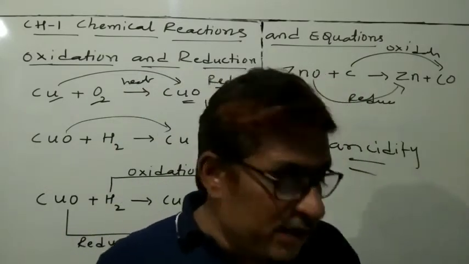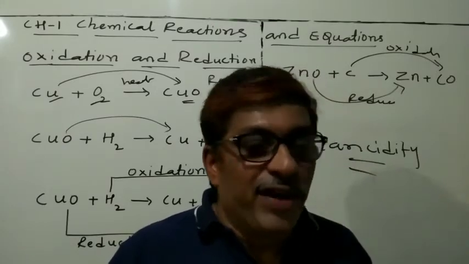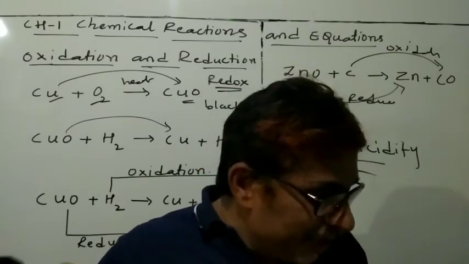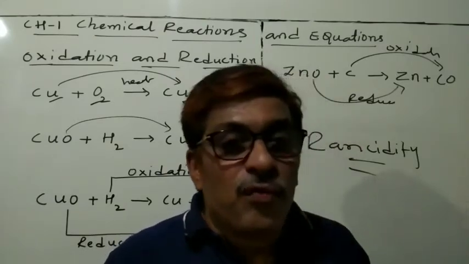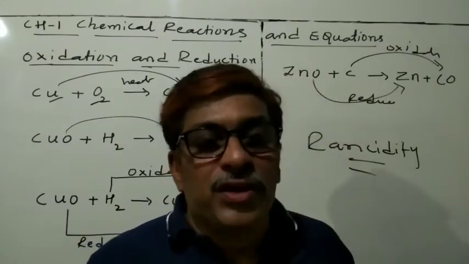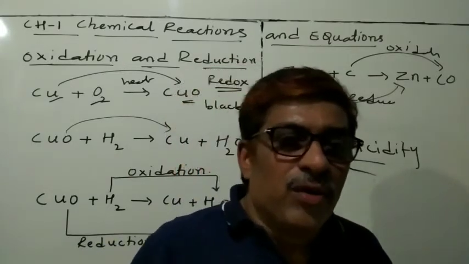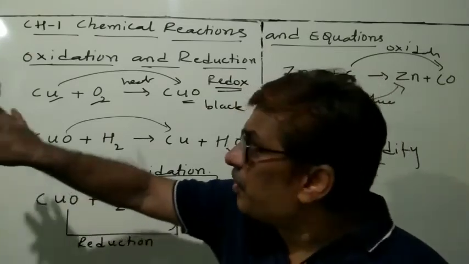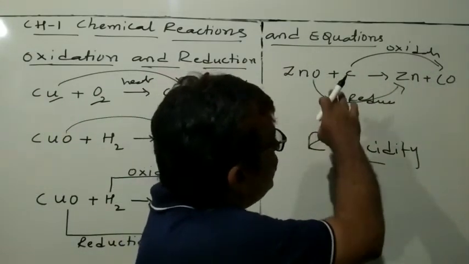An example of rancidity: when you keep fatty and oily foods for a longer time, the taste or smell of the food changes. This is an example of rancidity. In this way, we have completed oxidation and reduction, as well as rancidity and corrosion.